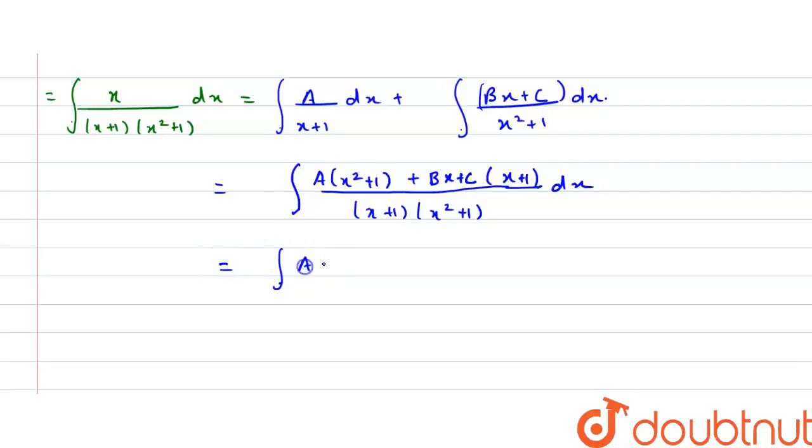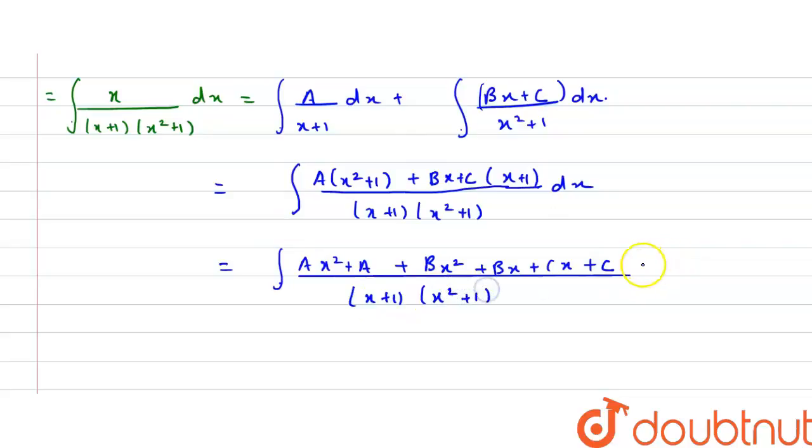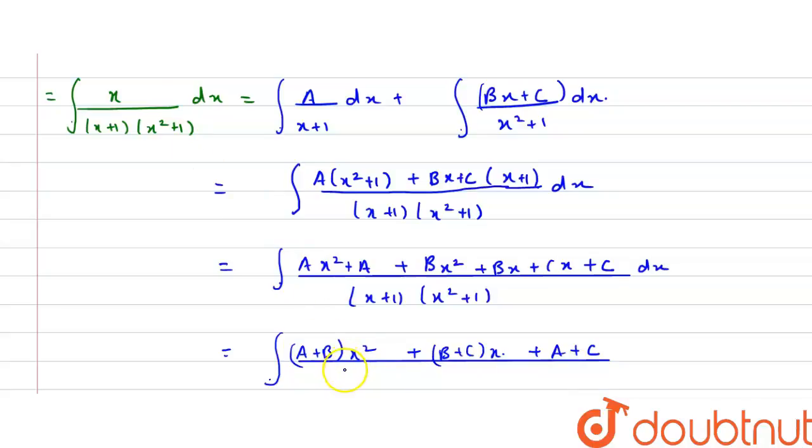Now multiplying, we get ax square plus a plus bx square plus bx plus cx plus c, divided by the same denominator, that is (x plus 1) multiplied with (x square plus 1) dx. So this is equal to integration of, separating all the terms, we get (a plus b) x square, and the x term is bx plus cx, so it becomes (b plus c) x, and a plus c, divided by (x plus 1)(x square plus 1) dx.